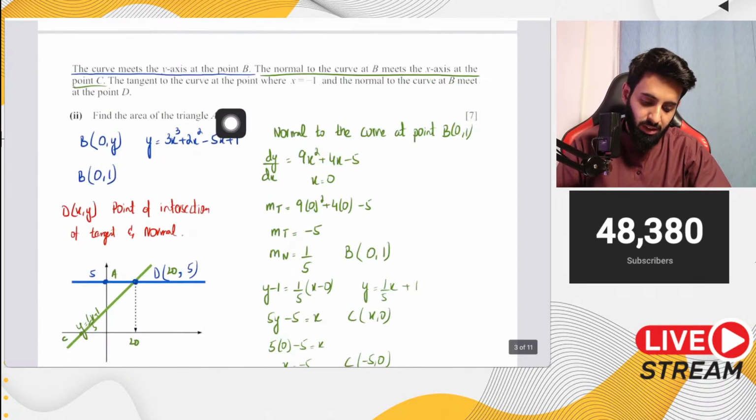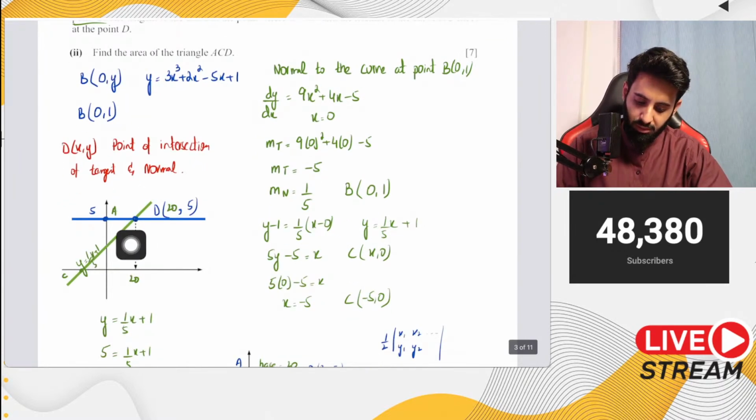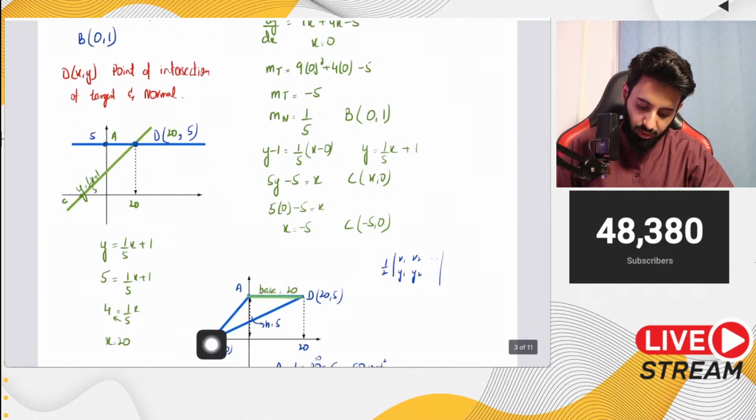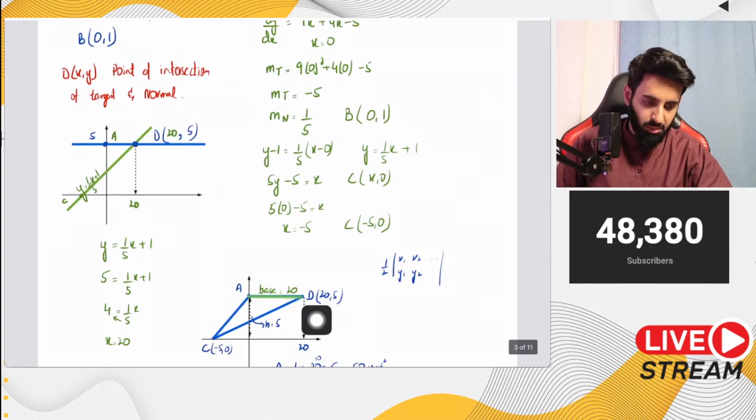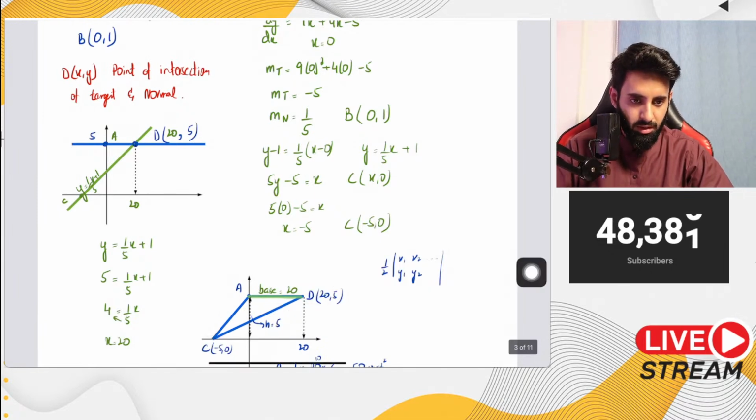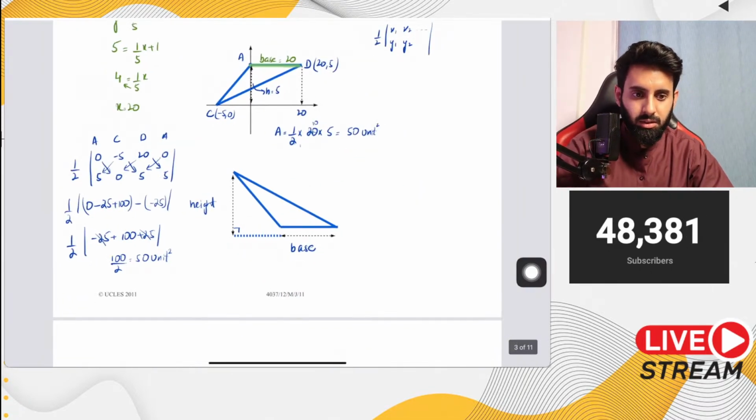Okay. Then D is the point where the tangent and the normal intersect. So here is the working for D. You can see we have the coordinates of D as 20, 5. Then I took the coordinates of A, took the coordinates of C, took the coordinates of D, made a triangle and found the area. Okay. So there you go.